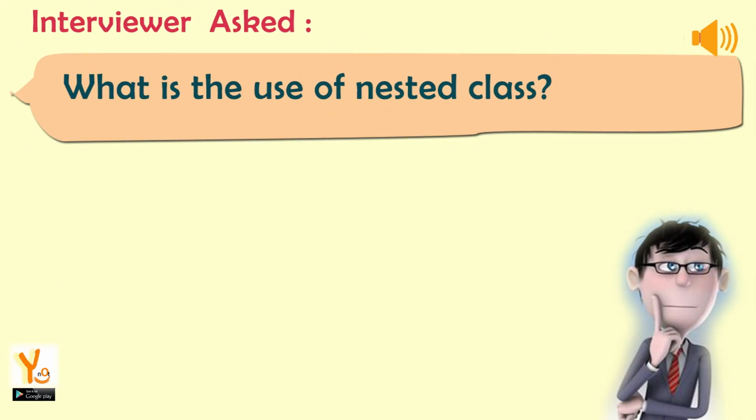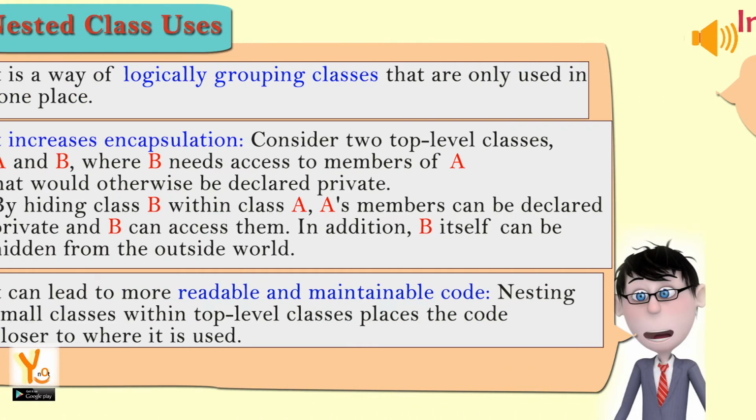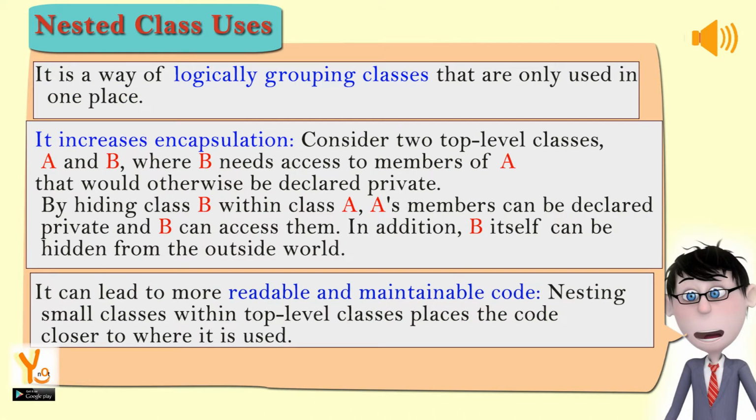What is the use of nested classes? It is a way of logically grouping classes that are only used in one place. It increases encapsulation. Consider two top-level classes, A and B, where B needs access to members of A that would otherwise be declared private. By hiding class B within class A, A's members can be declared private and B can access them. In addition, B itself can be hidden from the outside world. It can lead to more readable and maintainable code. Nesting small classes within top-level classes places the code closer to where it is used.